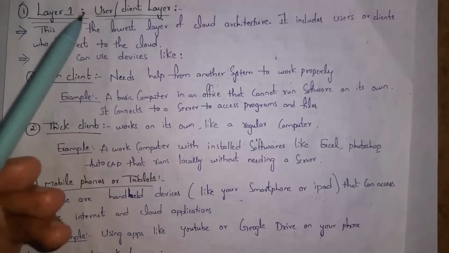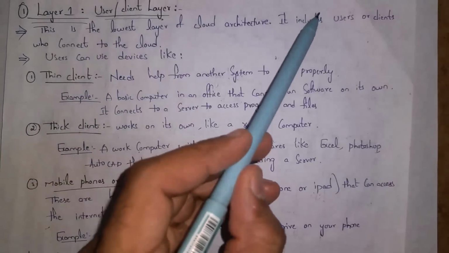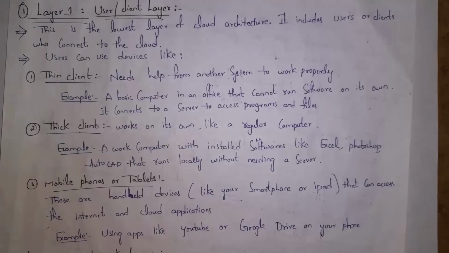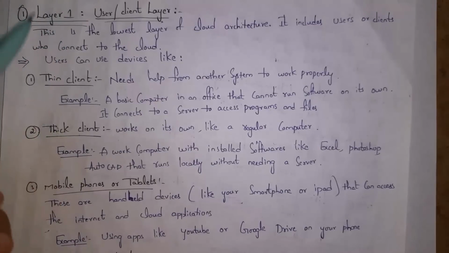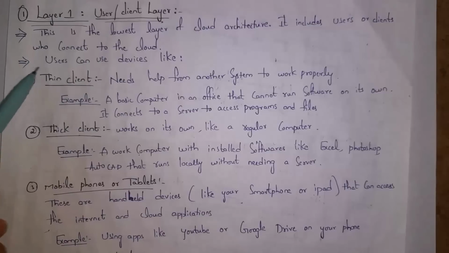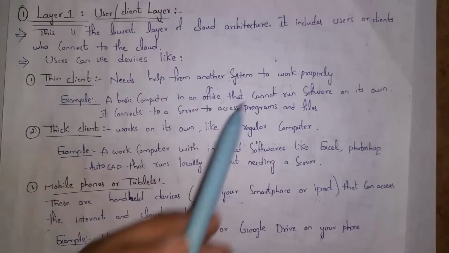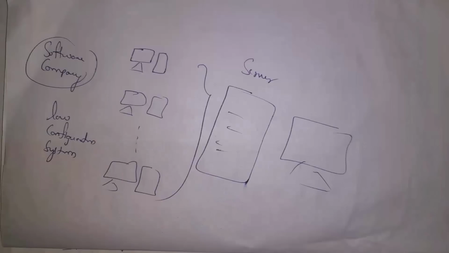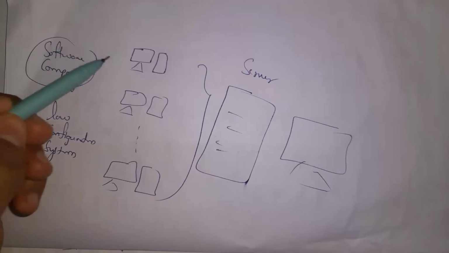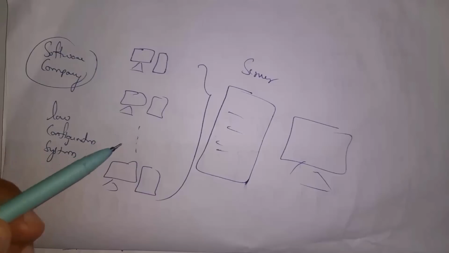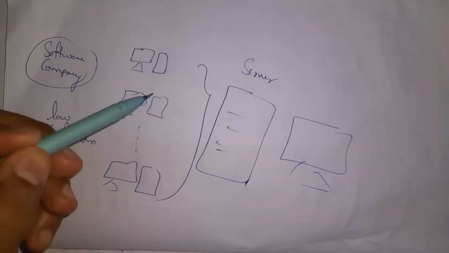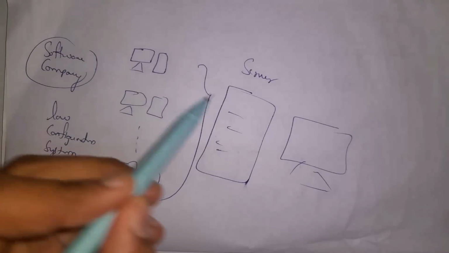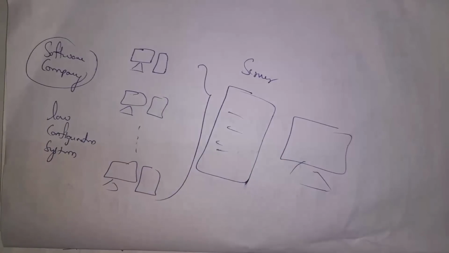Guys, this is lowest layer in cloud architecture. This layer includes users or clients who use the cloud. In user or client layer, users will use devices like thin client, thick client, mobile phones or tablets. Thin clients need help from the other systems to work properly. I will give an example. For example, there is software company. In the software company, there are so many systems, and all the systems are low configuration systems. If the systems want to do any work, then they need to connect to server to complete that work.